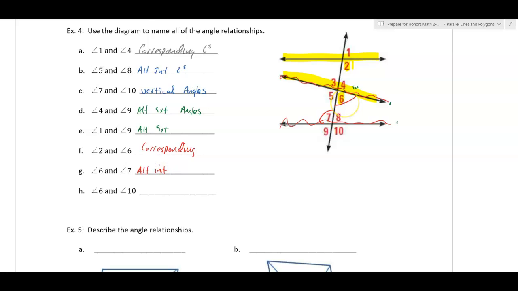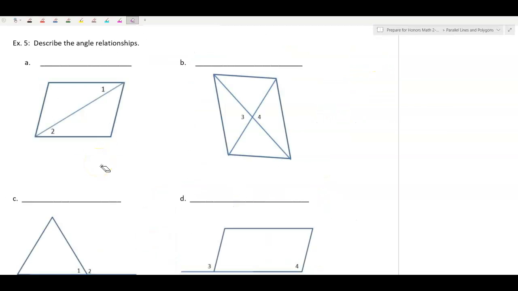And then 6 and 10. If I look at 6, 6 is interior, 10 is exterior, right? Same side of the transversal. So those would be corresponding angles. Okay, so in example 5, first thing we're going to do is identify the transversal.